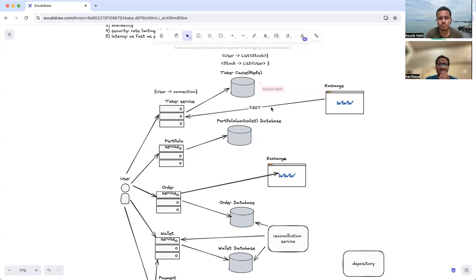Now the exchange sends the data to the ticker service. The ticker service goes to Redis and finds the list of users who have subscribed to the particular stock. For those users, the ticker service will find the connections, and on those connections it will propagate the latest data. This is how it will work for the ticker service.